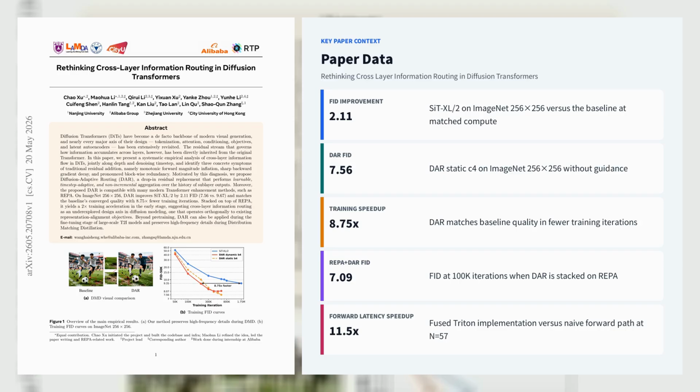On SiT-XL/2 trained on ImageNet-1K at 256 by 256, the authors replace residual addition with diffusion adaptive routing, or DAR, a learnable, time-step adaptive, non-incremental softmax aggregation over historical sublayer outputs. DAR's routing weights are conditioned either statically, dynamically through the current hidden state, or with explicit time step injection.